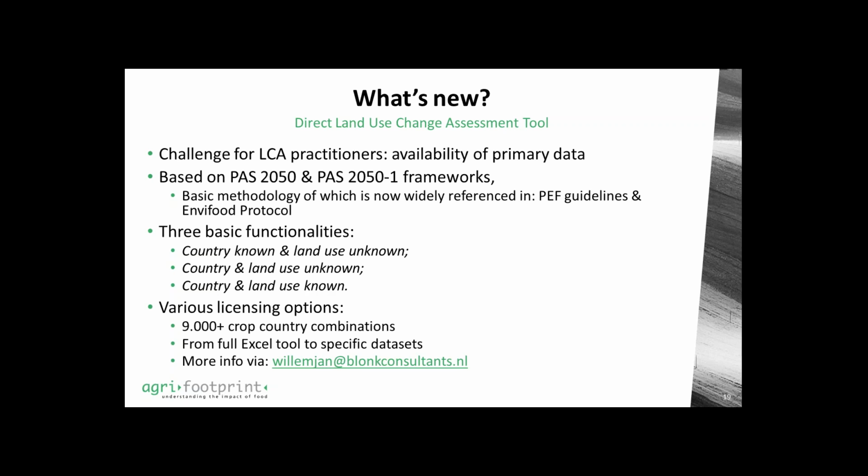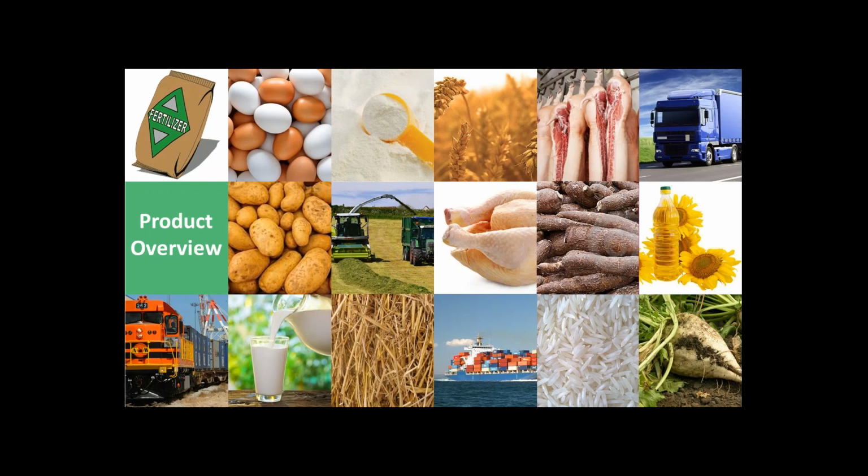The previous version, the first version, was for free. It was an Excel tool. If you want to have access to the new tool, you can contact Ilham Jan, to discuss various licensing options. Then an overview of products included: fertilizer, plant production, animal production, transport, it's all integrated.